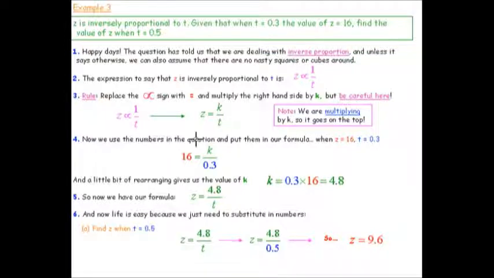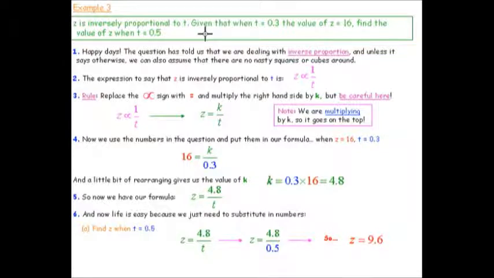Okay, next you use the information they gave you in the question. T is equal to 0.3 when z is equal to 16 to find the value of k. And when you determine the value of k, you put it back into this expression, z is equal to k over t, and then we can use this formula to answer the second part of the question.